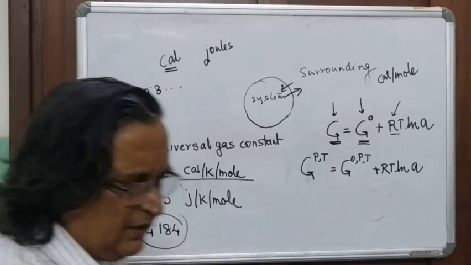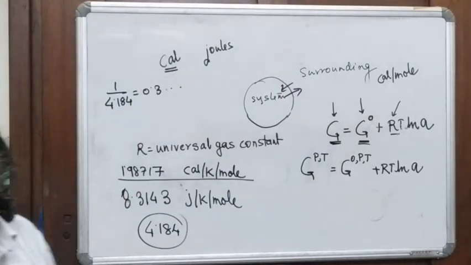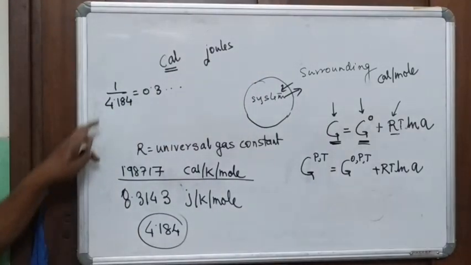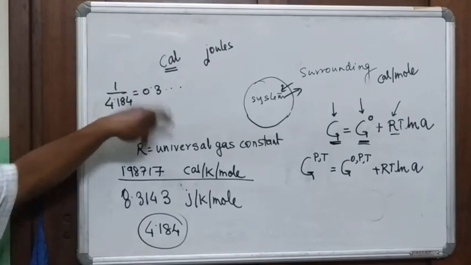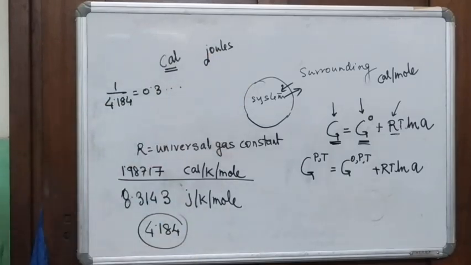I think it's 0.239. I don't have the calculator here, so you can put it right in the calculator. So 1 by 4.184 is just the opposite. I think it's 0.239.